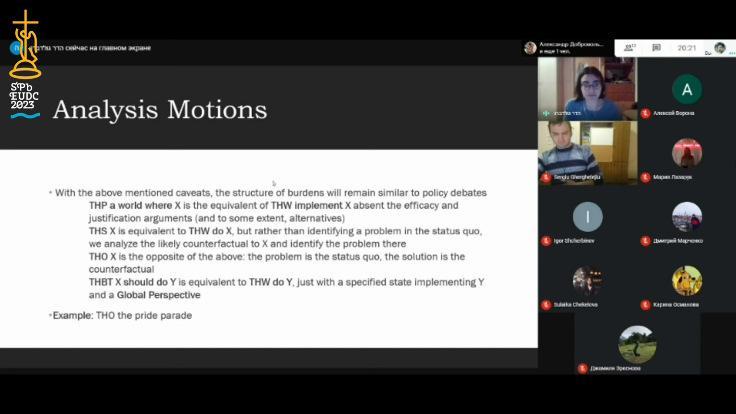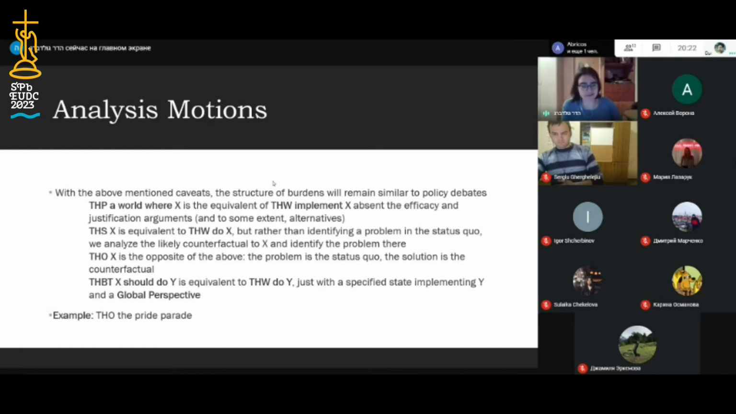What is important to note in support motions is that rather than identifying the problem in the status quo, it is flipped. We are trying to analyze what is the likely counterfactual and identify the problem there. So in the motion, this house supports shaming, we would try to identify, in a world without shaming, what is the problem? How does shaming solve the problem? Why is it justified to solve the problem through shaming, and so on? This house opposes would be the exact opposite of this house supports, so we will try and identify a problem in the status quo and a solution in the counterfactual.